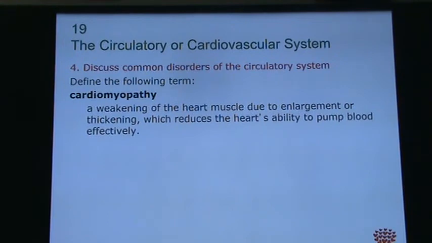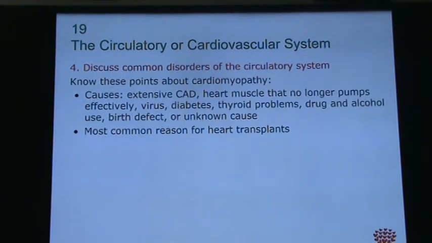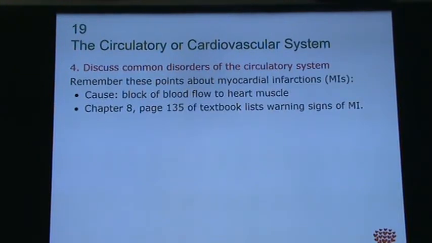Cardiomyopathy is weakening of the heart muscle due to enlargement or thickening that reduces the heart's ability to pump blood effectively. Okay. So we talked about those already. Points about myocardial infarction. This is when blood flow is blocked to the heart muscle, causes heart attack.